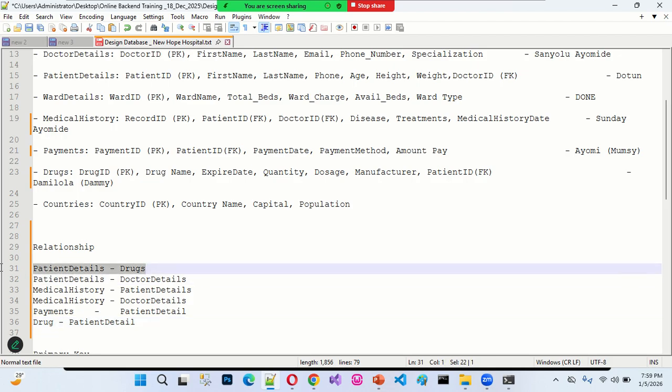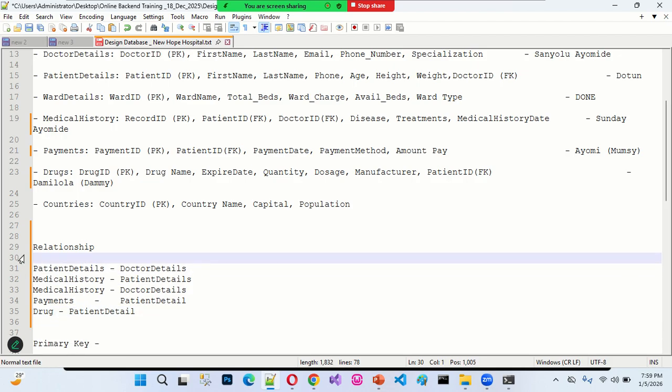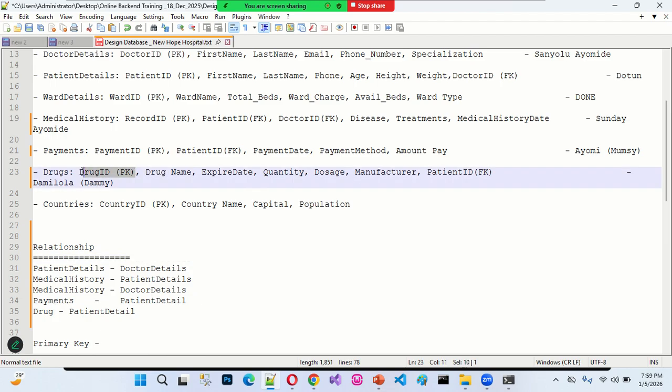Okay, so I'm trying to highlight the type of relationships we are going to create here now. Because if you look at the drug here, the drug ID is a primary key. Drug becomes a parent table, and patient ID here is a foreign key now. So drug comes first, patient detail. If you look at the payment ID, it is the primary key. So payment becomes a parent, and patient ID, that is it.